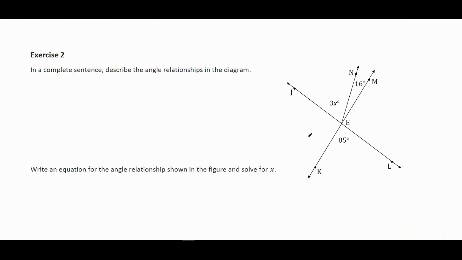Now this one, right? So for this one, we have here, write an equation for the angle relationship shown in the figure and solve for x. Okay, so basically we're just being asked to solve for x. But before that, what can we notice? This line here and this line here, they are crossing each other. What does that mean? Basically, yes, they are vertical to each other.